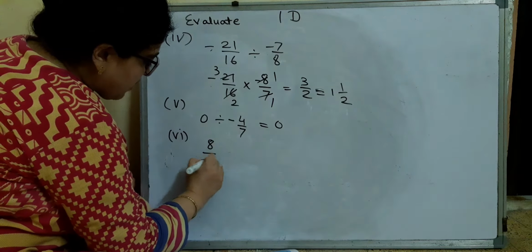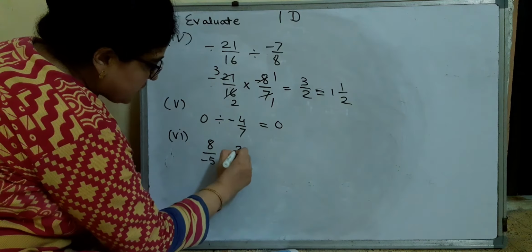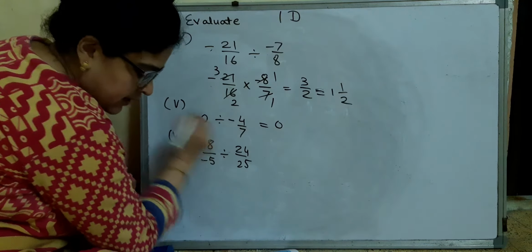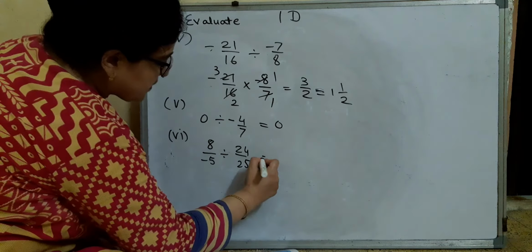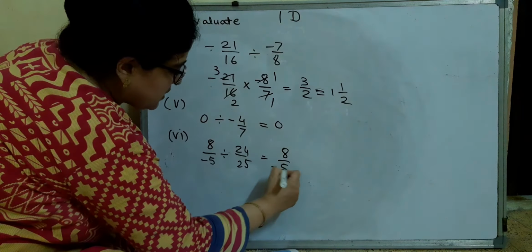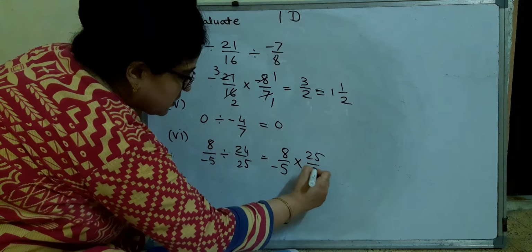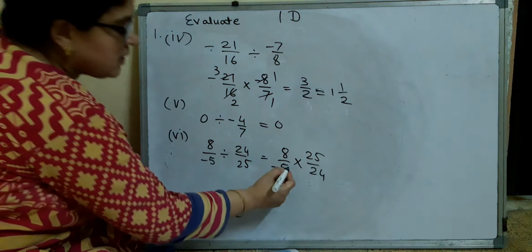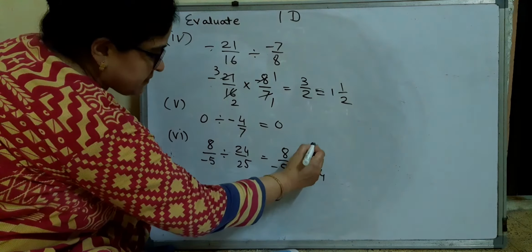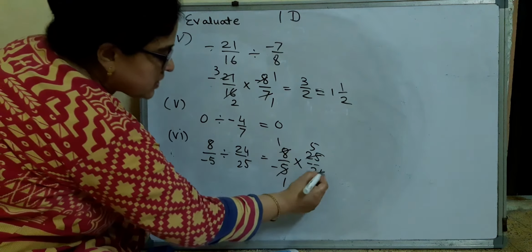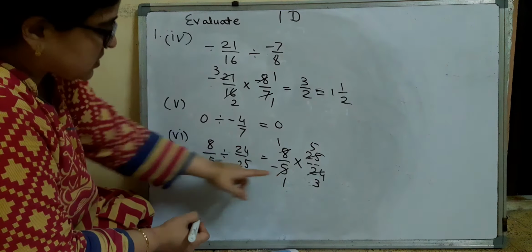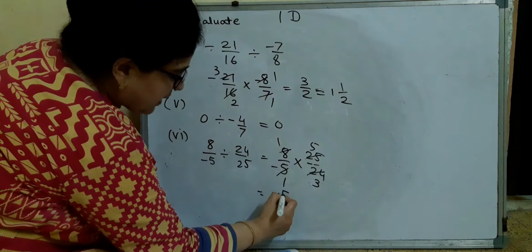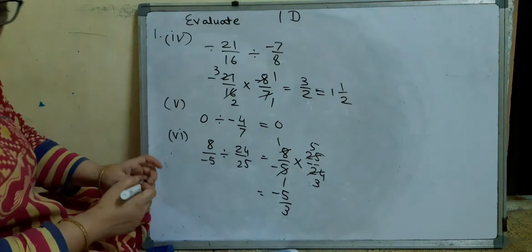Now 8 upon minus 5 divided by 24 upon 25. So we have to take the reciprocal of this, right? So 8 upon minus 5 multiplied by 25 upon 24. Cutting down, 5 1s are 5, 5 5s are 25, 8 1s are 8, 8 3s are 24, and this is the minus sign. So the answer is minus 5 upon 3.